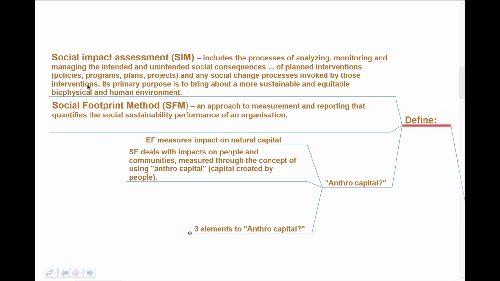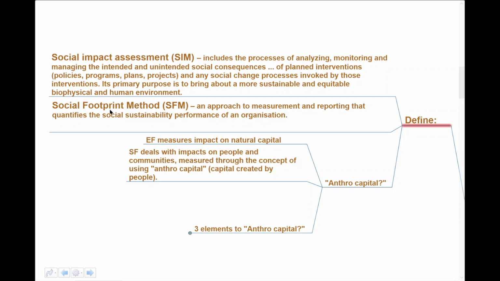So let's stop there. What that means is just looking at and viewing the impact of businesses and organizations on society and on any changes. So the primary purpose of social impact assessment, in other words, the activity of looking at how businesses impact upon society, is to bring about a more sustainable and equitable biophysical and human environment.